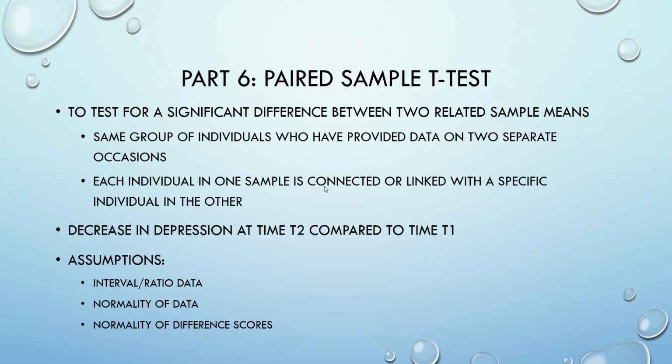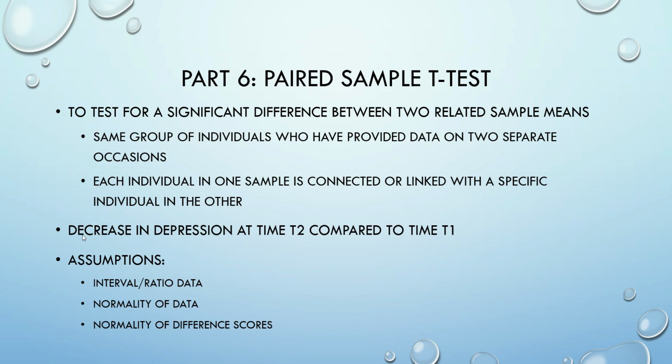The purpose of the paired sample t-test is to test for a significant difference between two related sample means. For example, if we have the same group of individuals who have provided data on two separate occasions, for instance before treatment and after treatment, or each individual in one sample is linked with a specific individual in the other. For instance, like in dyads, we have data on husband and wife.